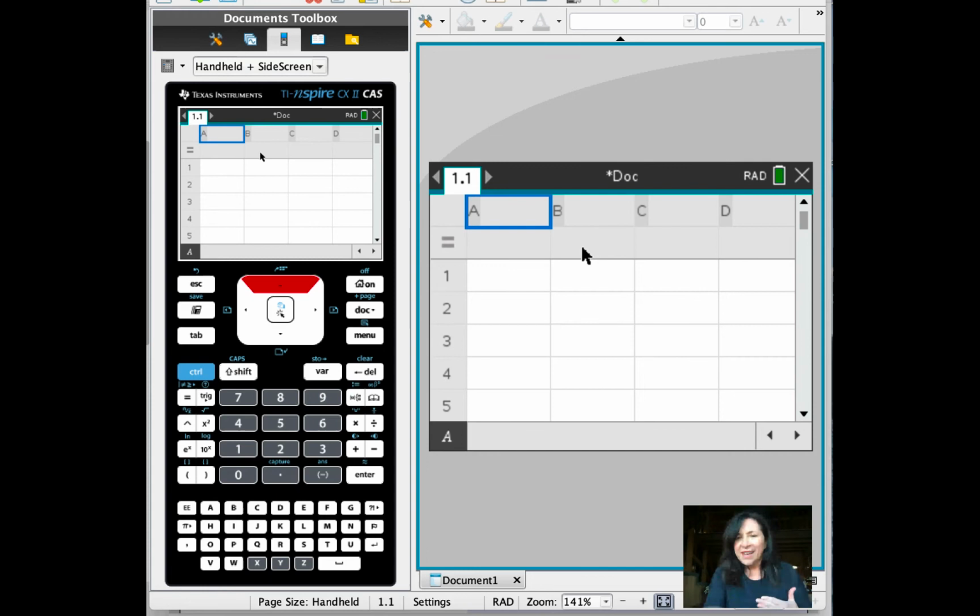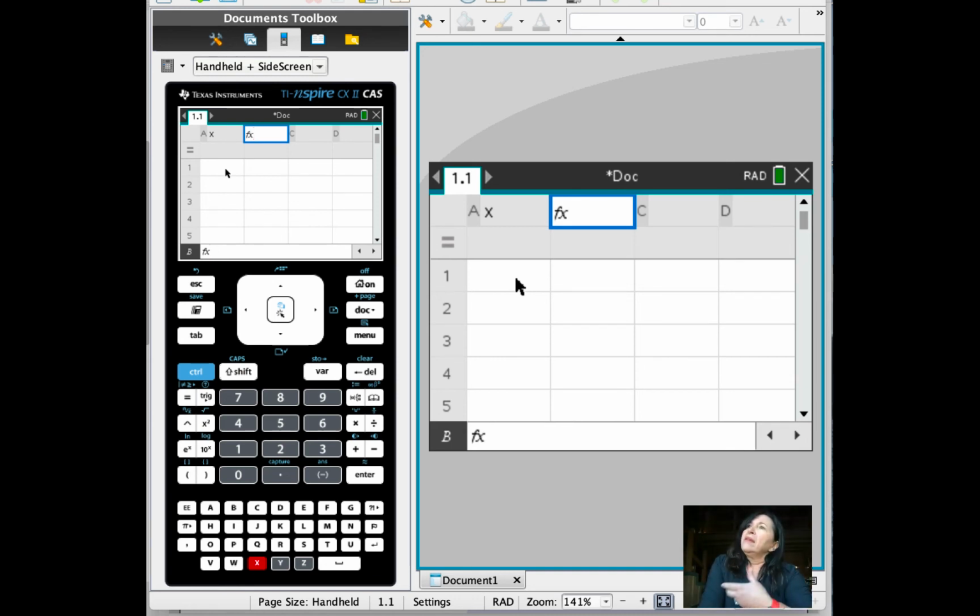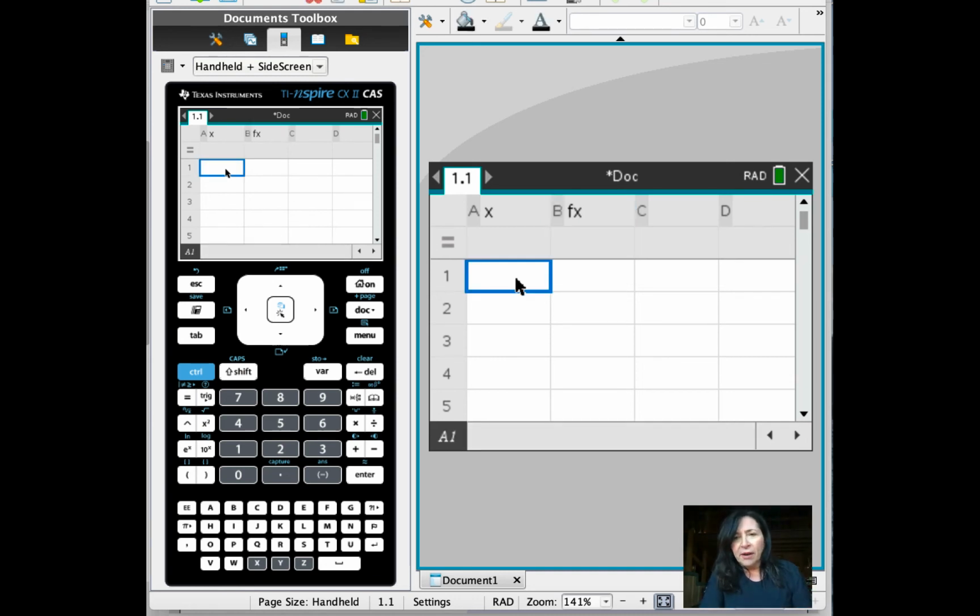So go all the way up to A, and you need to label that. So I'm going to call this just x, and I'm going to call B, I'm going to call that f of x, just like that. That's what I'm going to call it but you could call it time and distance, or you could call it whatever you need to call it, but that's how you have to label that. That's super important.